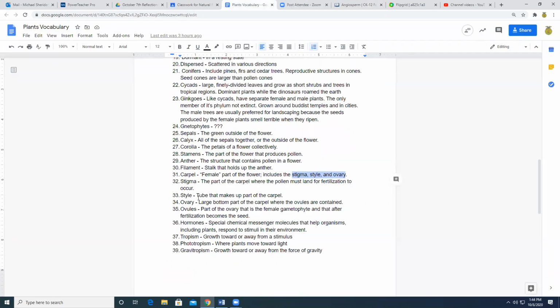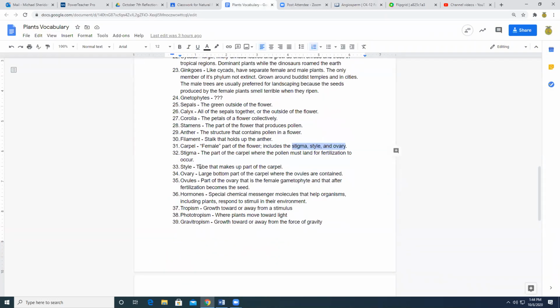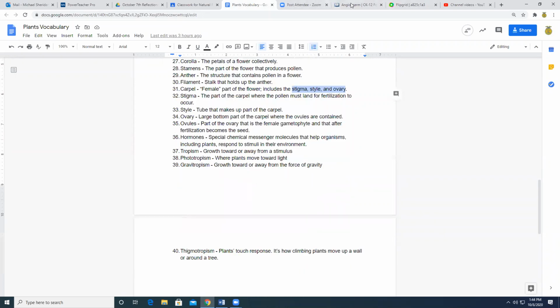Okay, so then we go through the style. That's the tube that makes up the part of the carpel. So basically the stigma is the top. The pollen has to pass through the style down to get to the ovary and to the ovule so that fertilization can occur. Now we get into some really cool stuff.